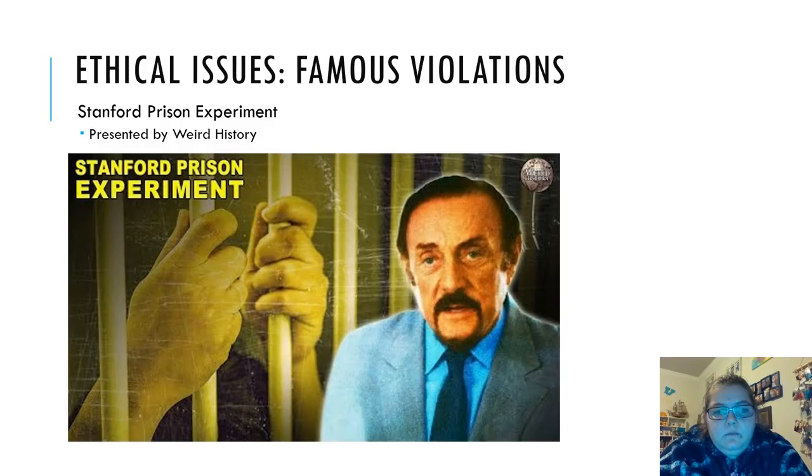Zimbardo himself served as superintendent of the prison, and researcher David Jaffe played the warden. The 2 were responsible for instructing the guards and laying down the scope of their duties. First and foremost, the guards were told to maintain order. To this end, they were allowed to use any means necessary, short of physical violence. Things that were permitted included harassment, the withholding of food, and the deprivation of privileges at the guard's discretion.